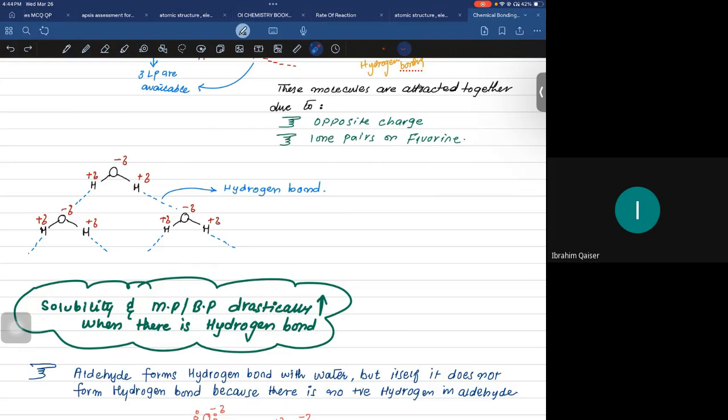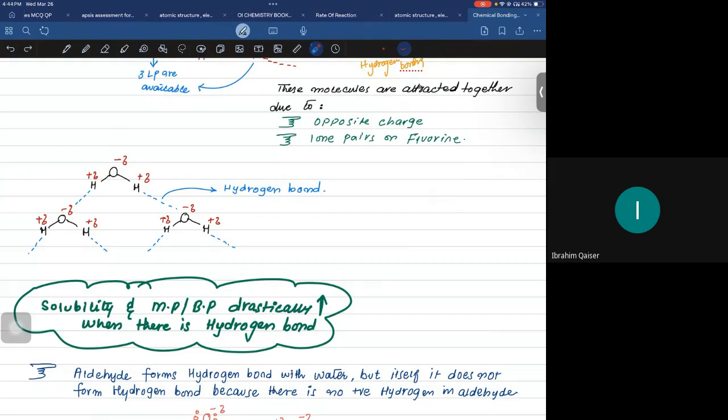And when there is no hydrogen bond, all the things are at normal state, nothing is new. Hydrogen bond is special. It increases the melting and boiling point and also the solubility of a substance. Sir, it says the molecules are attracted together due to opposite charge and lone pairs of fluorine. How does that make sense?